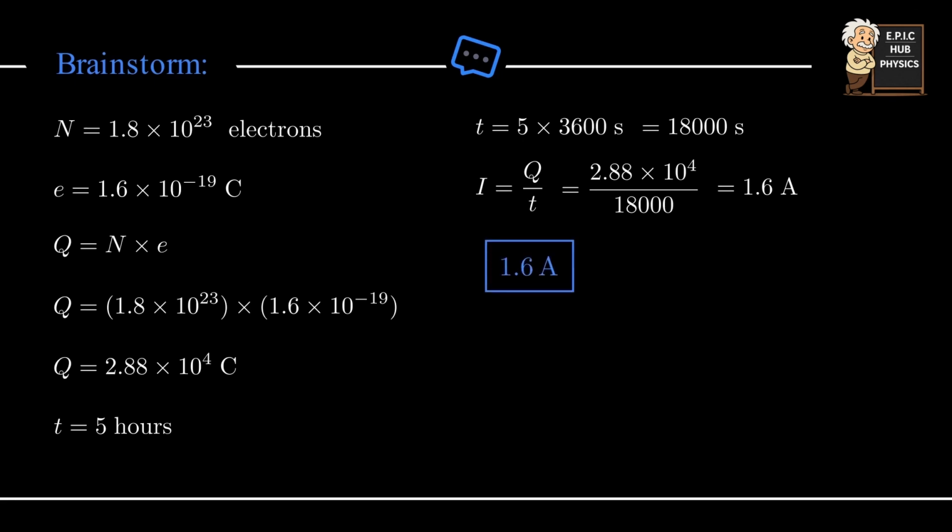What did we do? First, we calculated the total charge transferred by multiplying the number of electrons by the charge of a single electron. Next, we converted the time from hours into seconds so that it was in standard SI units. Finally, we used the definition of current, I equals Q divided by T, to calculate the average current flowing in the wire.